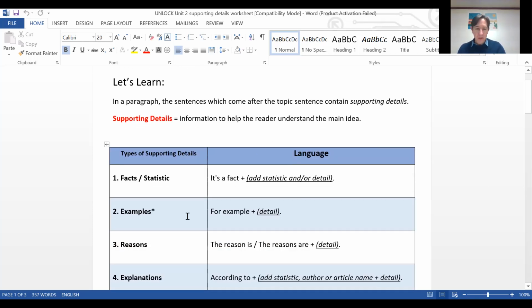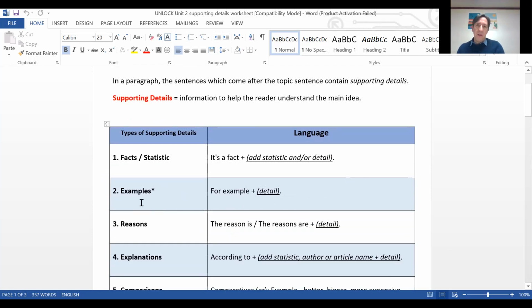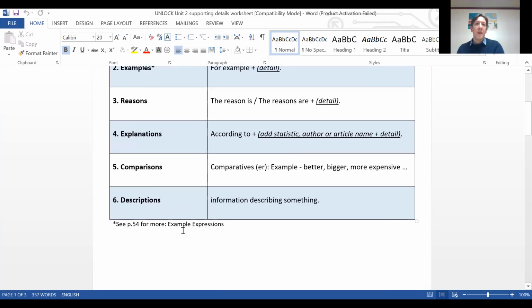Facts. If you want to use a fact or statistic, here is some language. Look in the box here, or the table. It's a fact. And then you add the fact or detail. Often we use the word that. It's a fact that. Number 2, examples. And often we use for example. It says here, see page 54 for more example expressions. Page 54.